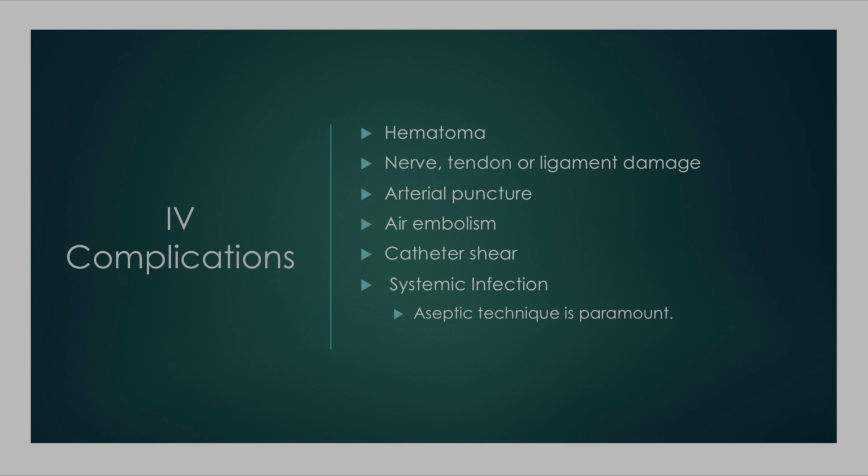Stop the attempt and apply pressure. An air embolism can occur if air enters the bloodstream, most concerning with large central veins such as the external jugular, or if tubing runs dry. If suspected, place the patient on their left side and administer oxygen. This helps trap the air in the right ventricle. Catheter shear is a serious complication where a fragment can break off and act as an embolus. If suspected, manage similarly by placing the patient in a left lateral position and seek definitive care. Finally, systemic infection is a preventable complication. Aseptic technique is paramount during IV insertion and maintenance to protect patient safety.